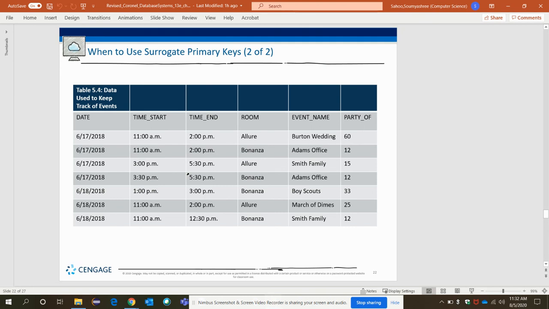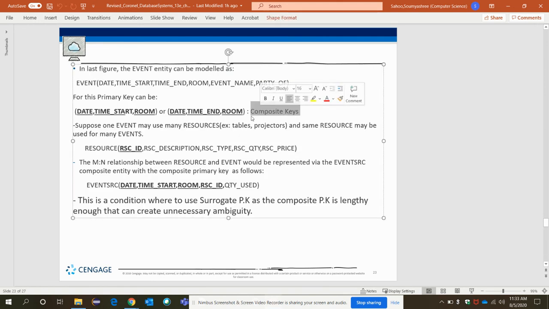For the primary key, let's assume randomly date, time start, and room. See, we have duplicate data. Looking at that, we can determine the primary key to be date, time start, and room. Another one can be date, time end, and room as well. These are the possibilities for the primary keys, and both of them are composite keys. If we are forming keys using multiple attribute values, that is called a composite key.